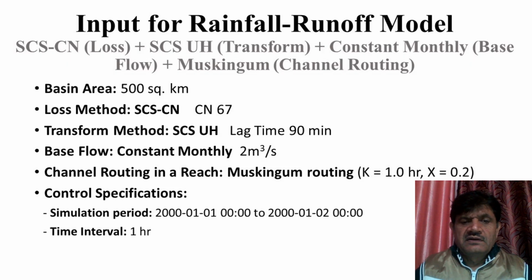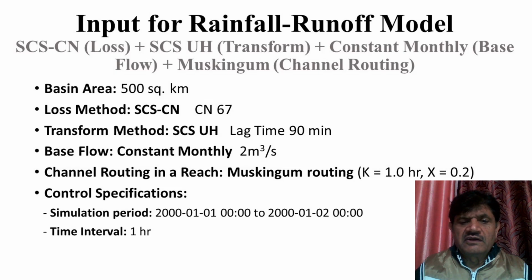Basin area we are considering as 500 square kilometer, and loss method, as I mentioned, is SCS-CN method, and here we will consider curve number as 67. And in transformation method, SCS-UH, we will consider lag time as 90 minutes. Base flow, constant monthly base flow as 2 meter cube per second for each month.